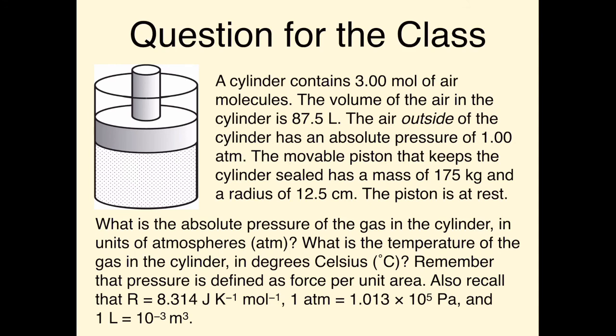The movable piston that keeps the cylinder sealed has a mass of 175 kilograms and a radius of 12.5 centimeters. The piston is at rest. What is the absolute pressure of the gas in the cylinder in units of atmospheres? And then as a follow-up, what is the temperature of the gas in the cylinder in degrees Celsius? Remember that the pressure is defined as the force per unit area. And then I have various constants and unit conversions that you can use at the bottom of the slide. So try to work this out, see what you get, and then we'll go through it together.